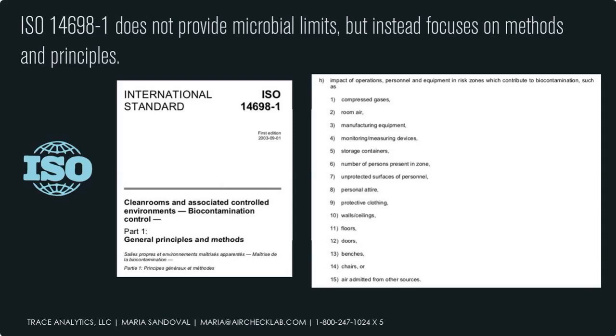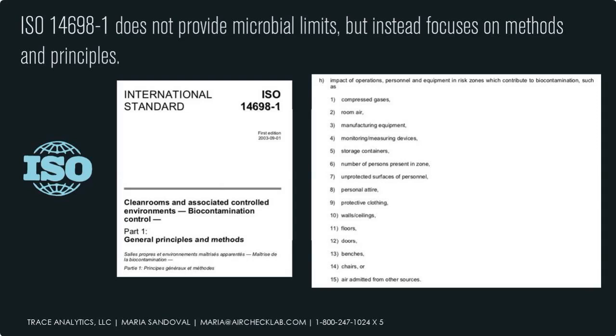So ISO is an international standards organization. It focuses primarily on the most up-to-date technology that is available for whatever section of standard you're looking at. In this case, ISO 14698 is clean rooms and associated controlled environments. A lot of the times when people see the word clean room, their brain automatically takes them to pharma. But I want you to start loosening that up in your mind and start really seeing what associated controlled environment means. And let's talk about that a little bit.